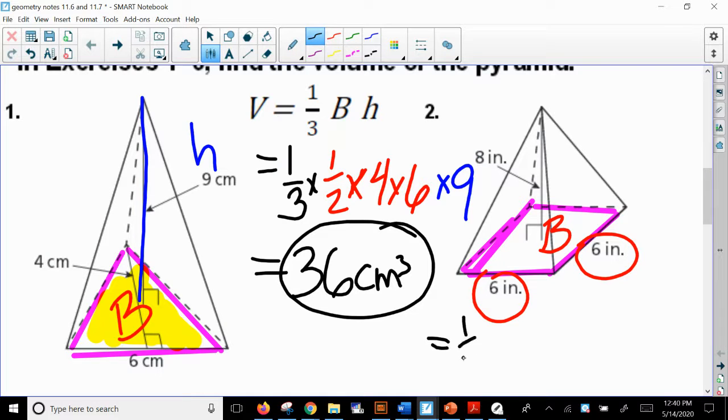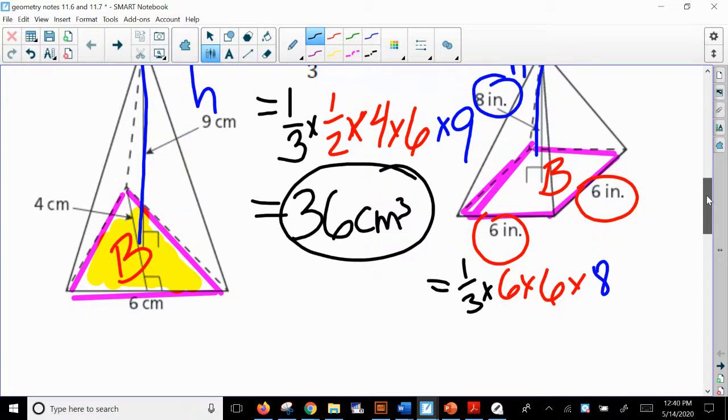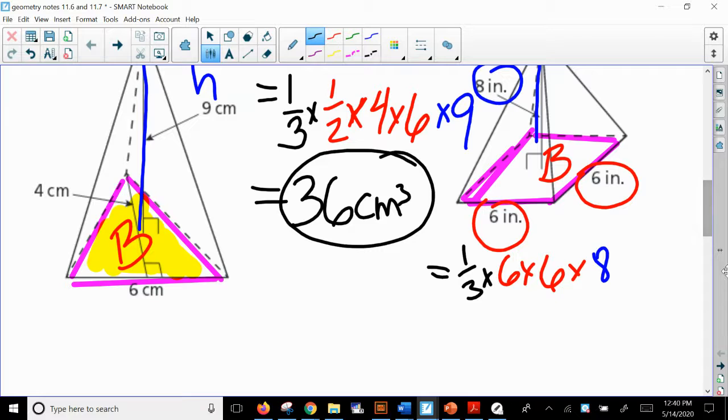So I'm going to find the volume. I have to multiply 1/3 times, I'm going to put my big B in red. Big B is 6 times 6. And then the height of this pyramid is 8. That's my height, so times 8. Throw it all in a calculator, just as I see it, and I got 96.